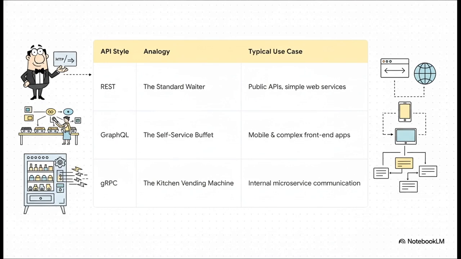REST is your standard waiter. It's predictable, everyone knows how it works, and it's perfect for most public APIs. GraphQL is your self-service buffet. It gives you incredible flexibility, which is amazing for complex apps and mobile clients. And gRPC is that internal kitchen vending machine, built for pure, raw speed between your own back-end services.